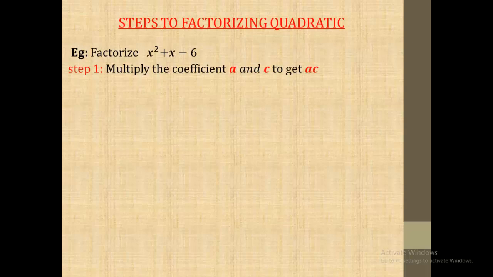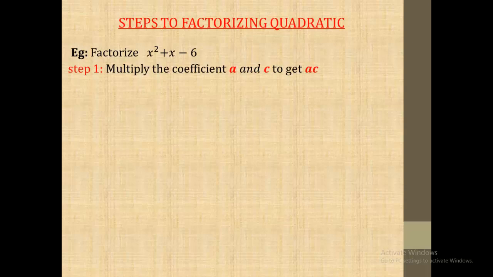So step 1, we are going to multiply the coefficients a and c to get ac. Now what does it mean? It means that we are supposed to find our a, b, and c. From this example, we know that a is 1, b is 1, and c is negative 6.